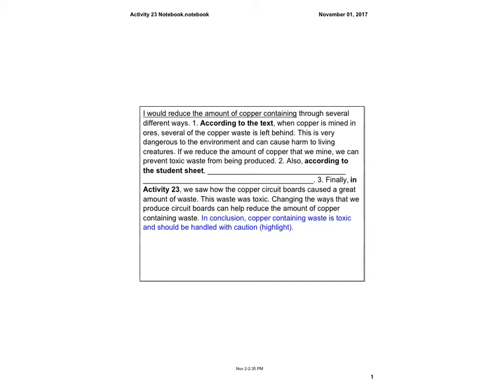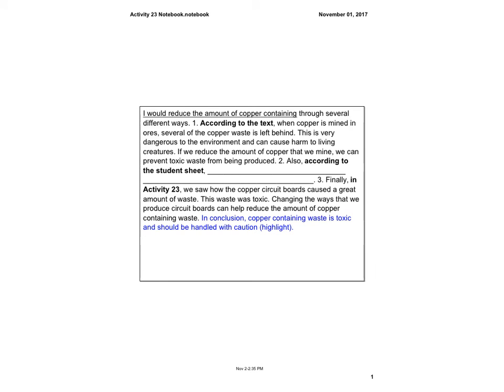I do have a couple blanks because I did not want to give away everything, but this would be a perfect example. I would reduce the amount of copper-containing waste through several different ways. According to the text, when copper is mined in ores, several of the copper waste is left behind. This is very dangerous to the environment and can cause harm to living creatures. If we reduce the amount of copper that we mine, we can prevent toxic waste from being produced. Also, according to the student sheet, and there I left it blank because you could tell me something from the student sheet, a piece of evidence.